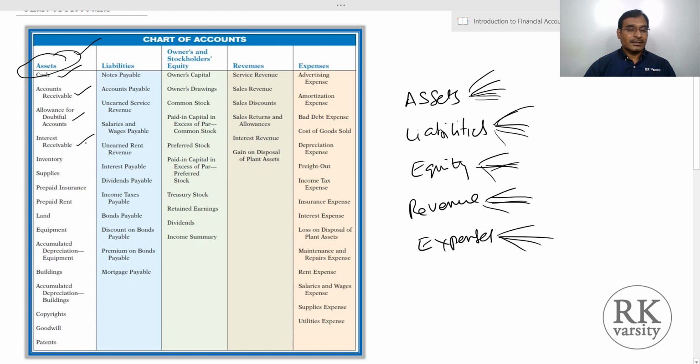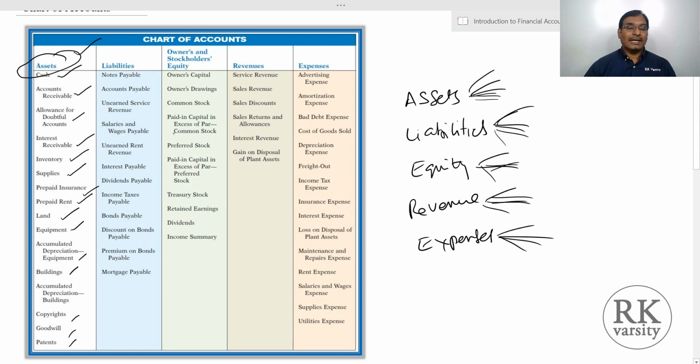Then interest receivable. Suppose you make short-term or long-term investments, and those investments fetch you interest. Then you have an inventory of your stocks, inventory of your supplies, prepaid insurance, that is insurance paid in advance, then prepaid rent, your property, that is land, equipment, your depreciation account, buildings, copyrights, goodwill, patents. These all are different accounts under the head assets.